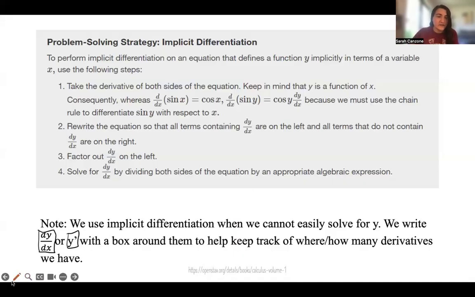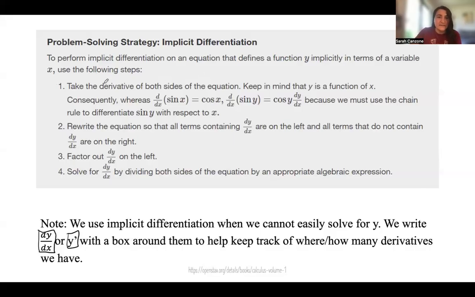All right, so now we can get started on how exactly to solve, given some function that we can't typically solve using regular explicit differentiation. I'm going to move my little face down to the bottom because we've read that. So to perform implicit differentiation, we're defining y implicitly in terms of x, so we won't have y equals, we'll have some function where y and x are intermingling.